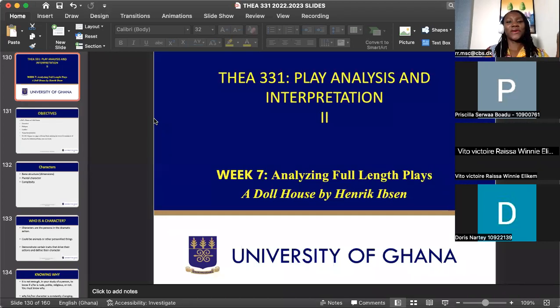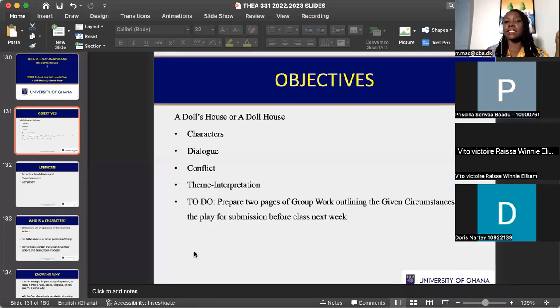Okay, ma'am. All right. So today we are continuing with our study of Henrik Ibsen's A Doll's House. And our objectives for today are to look at characters, dialogue, conflicts, and the theme. Last week we went through the given circumstances, we looked at the background story, we looked at plots. And so today we're going to look at the other aspects of the play that would bring it all together and give us a full picture of what the play is really about.